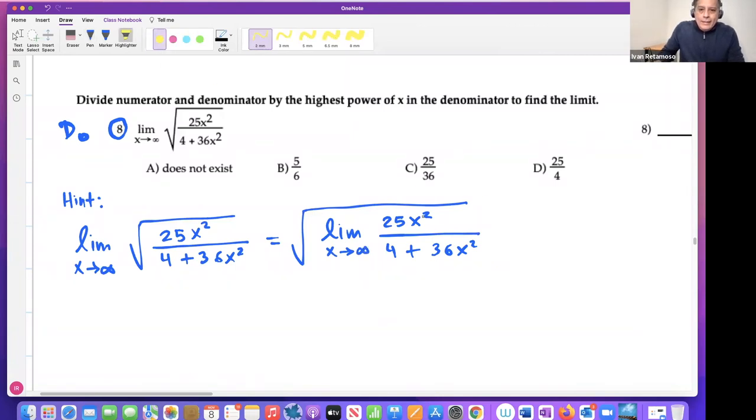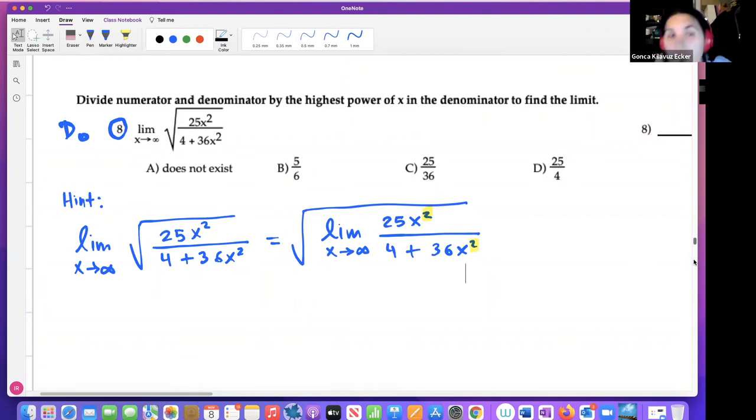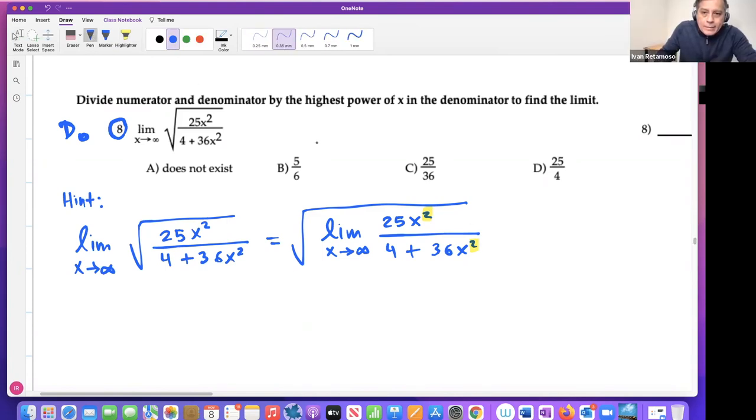An extra hint: looking at the degrees of the numerator and denominator, what do you think this rational function inside the radical should be? Equally heavy, bottom heavy, or top heavy? Equally heavy, right? Degree two, degree two, equally heavy. So yes, right here. Equally heavy.